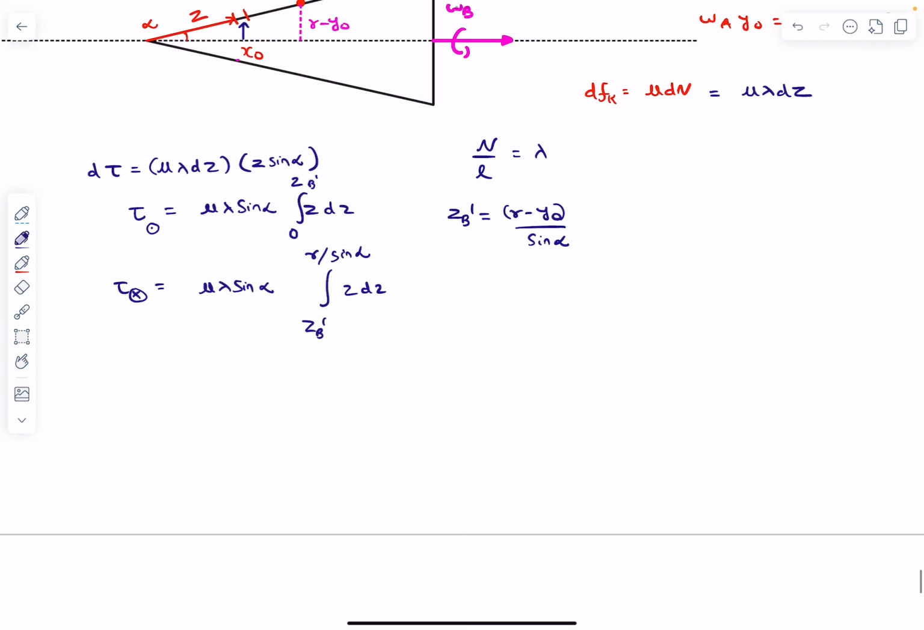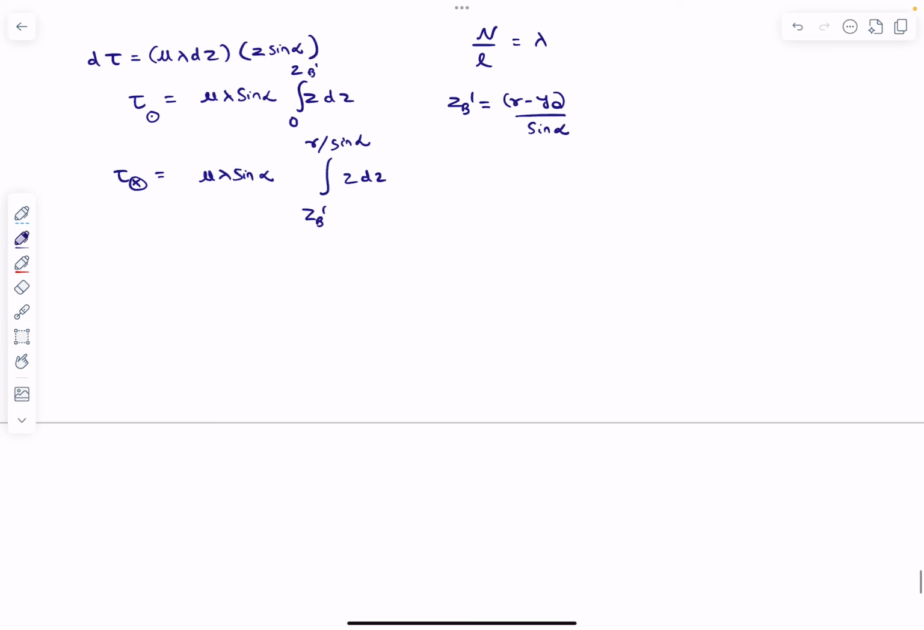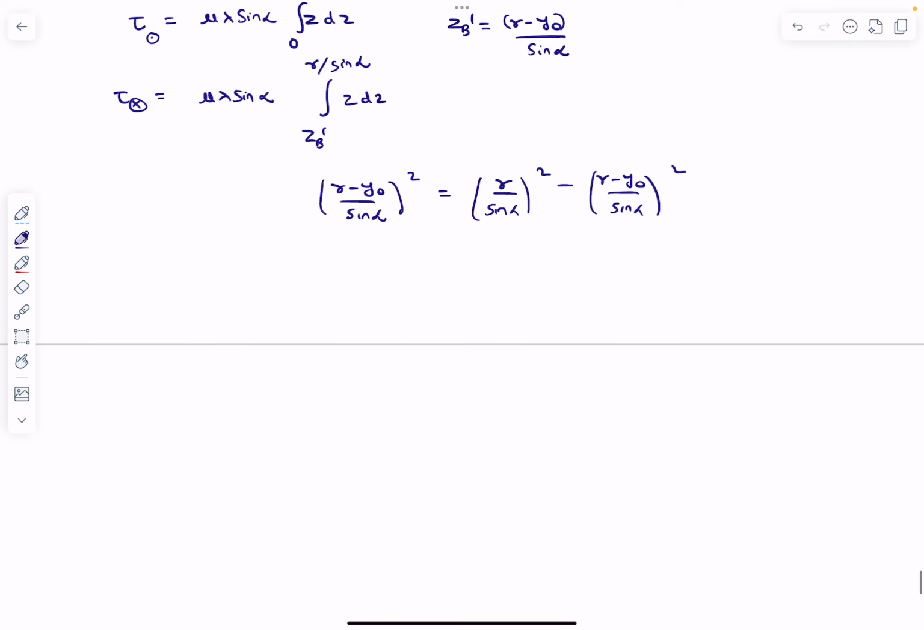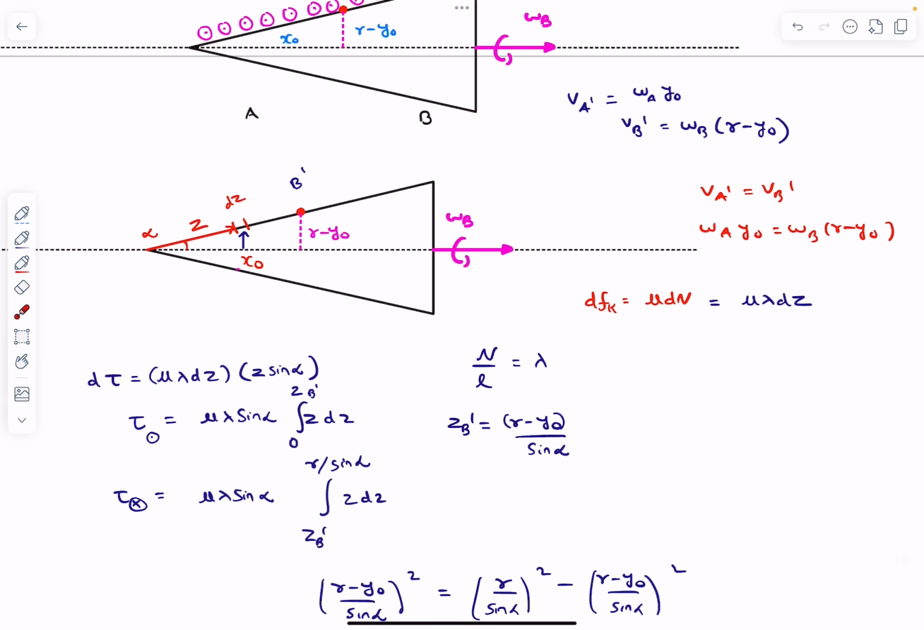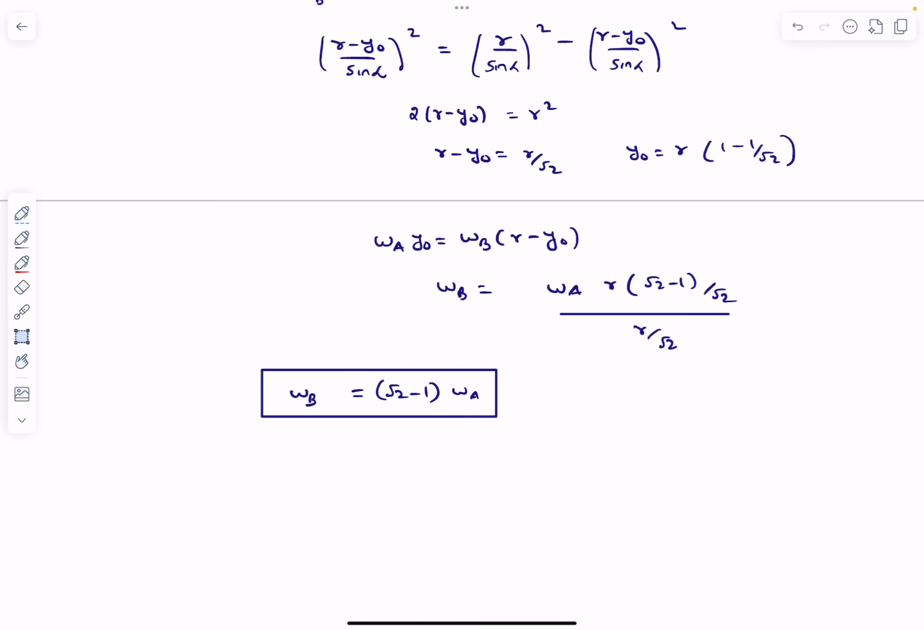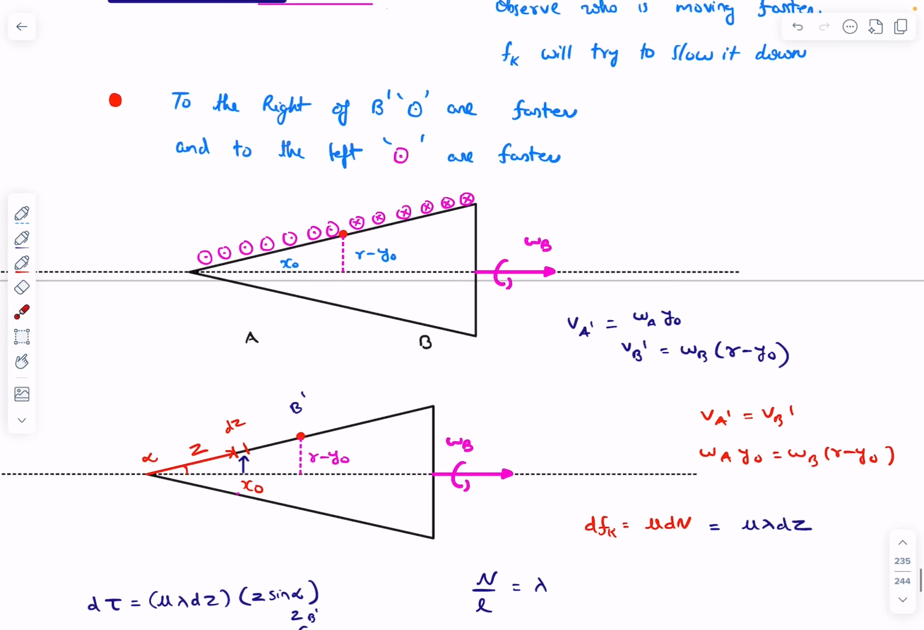Now let's just equate these two torques. So the mu sine alpha gets cancelled out and we'll get (r minus y naught upon sine alpha) squared equals (r upon sine alpha) squared minus (r minus y naught upon sine alpha) squared. The sine alpha we can take out from the denominator, and after doing a bit of algebra we'll get y naught as this particular value. Now once we have y naught, we can substitute it into this equation over here to find omega b, and after calculation it will turn out to be root 2 minus 1 times omega a. Okay, so that's the answer to this question.